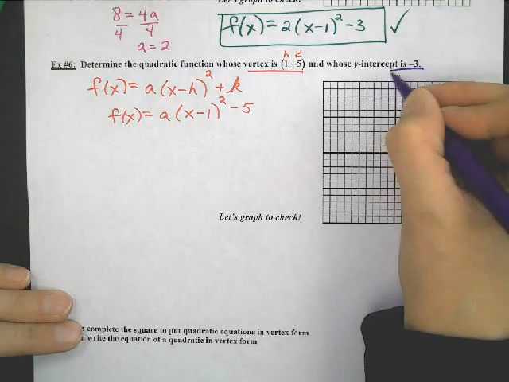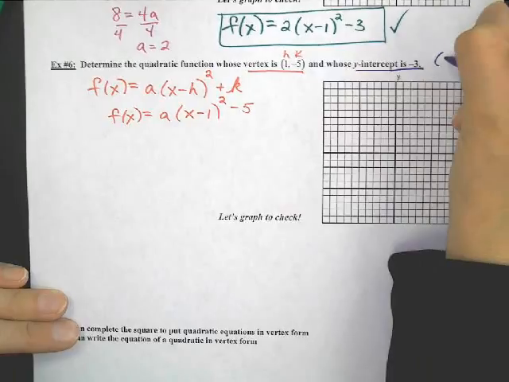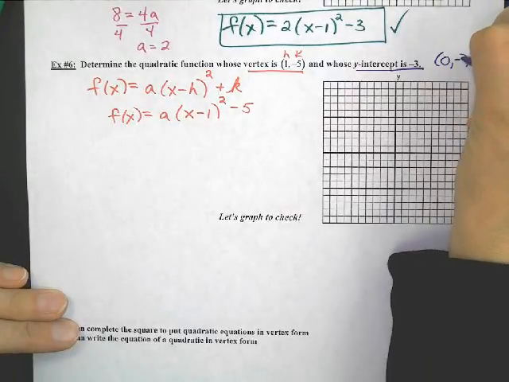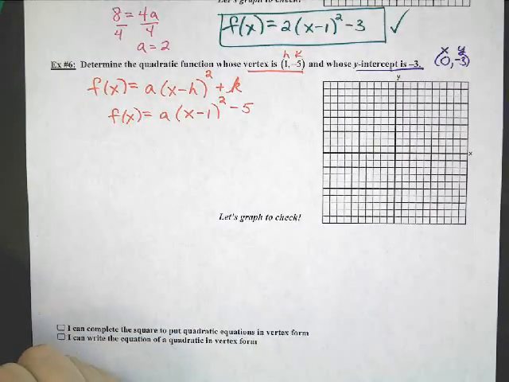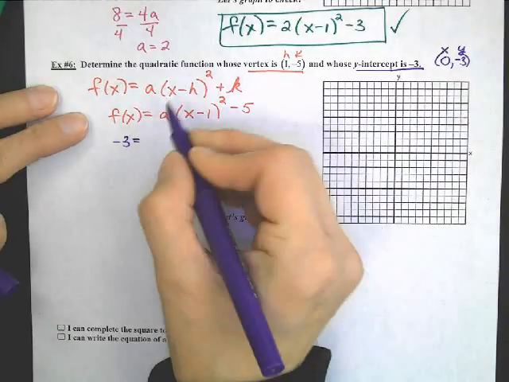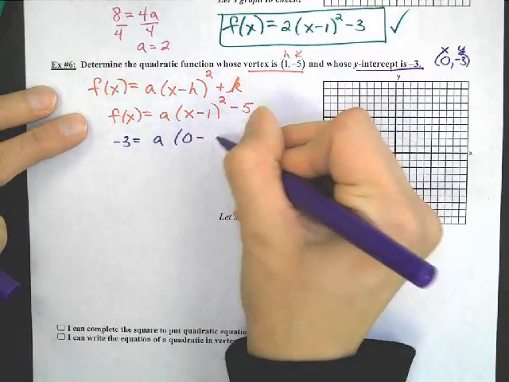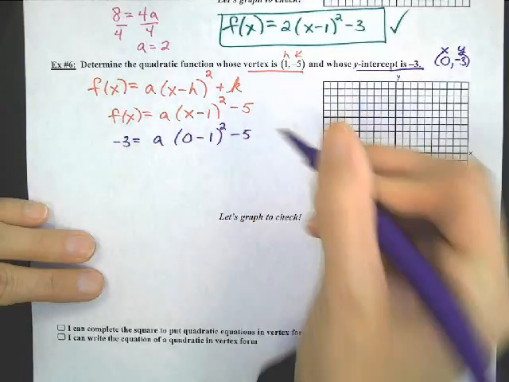Y-intercept. That's a point. See, y-intercept, let 0 be x, 0, negative 3. There's your x, there's your y. Okay, give me a y. Negative 3. Give me an a. I don't know a, I'll just use a. The x value is going to be 0 minus 1 squared minus 5.